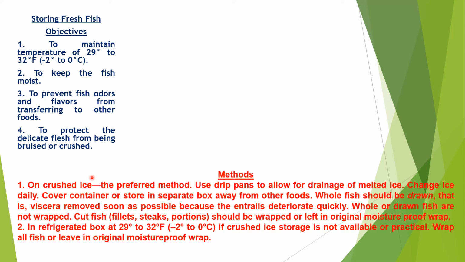Cover the container or store it in a separate box away from other foods. Very important, especially if it is cooked food. Your cooked foods always go to the top and your raw foods always go in the bottom. And very important, you always remove the viscera, or what everybody calls the guts, from the fish, because if you leave all the guts in your refrigerator, believe me, your fish is going to spoil quickly.